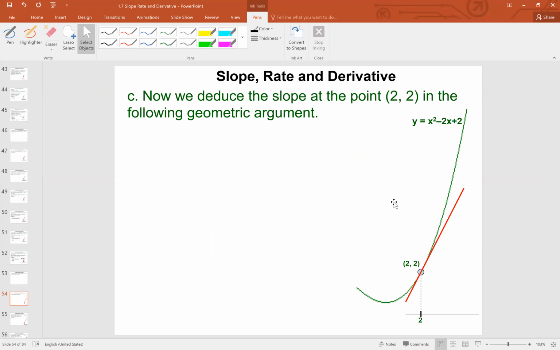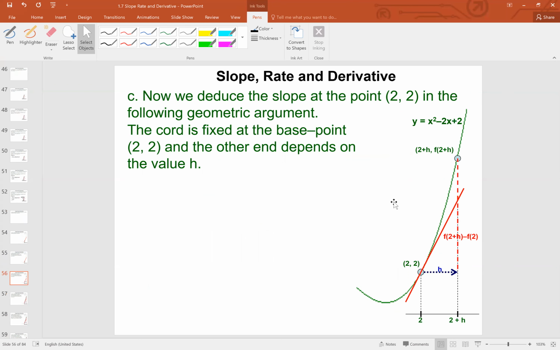Here's how we do it. We say, now I want the slope of this line. This is what I want, right? The slope. But I do know the formula for the slope of this one. The slope of this one is 2 plus h.